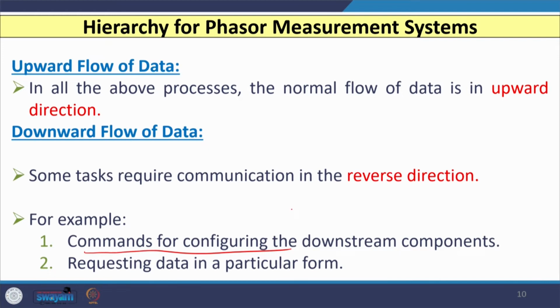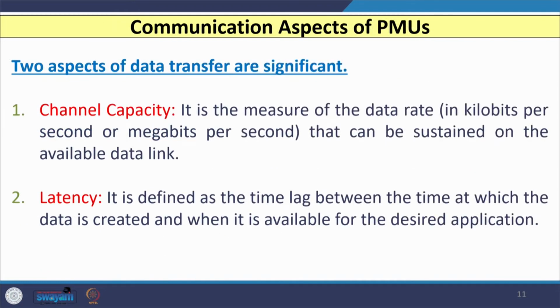Another example of the reverse direction is where it is requesting the data in a particular form. Let us say the PDC wants data from a PMU in some different form, and that message is given by the PDC to a particular PMU, then in that case the reverse or downward flow of the data is also there. Now, let us see how the communication aspect of the PMU can be achieved.